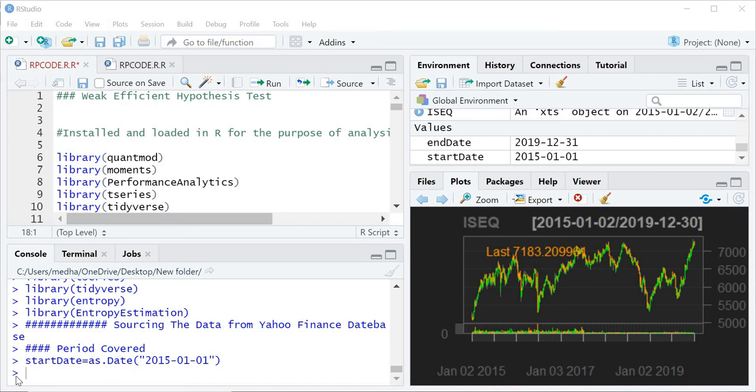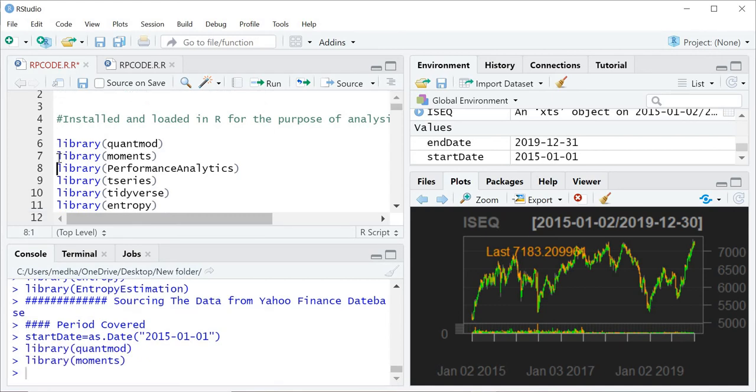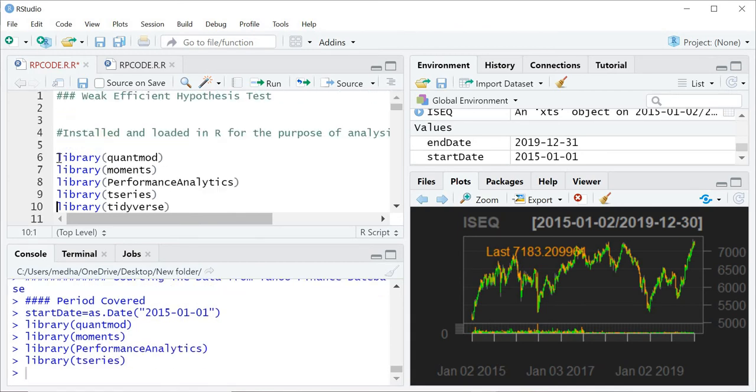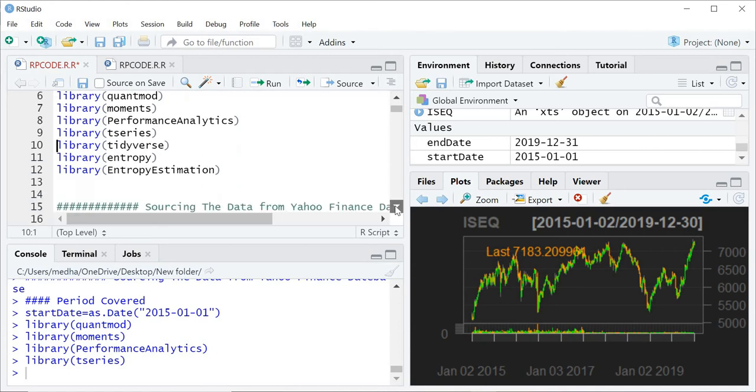I'm conducting a weak form efficient market hypothesis test on 4 markets, namely Ireland, the UK, Belgium, and the Netherlands. For the purpose of this, I am using the KDD methodology, which is implemented in R and basically helps in data modeling, data mining, and analysis. The libraries that I am using for the analysis of the time series data in R are quantmod, moments, PerformanceAnalytics, tseries, tidyverse, entropy, and EntropyEstimation.